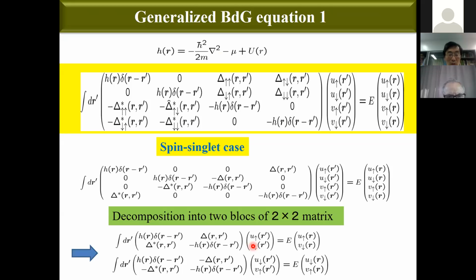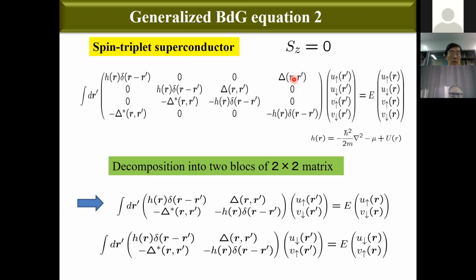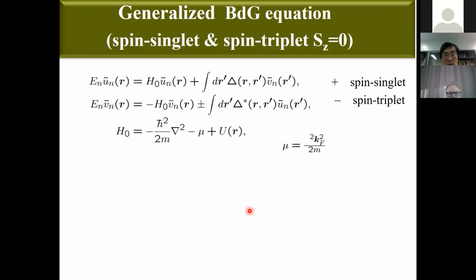So the problem is how to treat this delta(R, R'), which is a non-local quantity. It's a little bit complicated. Similar to the spin singlet case, for a spin triplet superconductor with Sz equals 0, we can do a similar analysis. And after decomposition into 2x2 matrices, the resulting Bogoliubov-de Gennes equation is like this. It's an extended version of the well-known s-wave Bogoliubov-de Gennes equations. So this is a 2x2 equation.